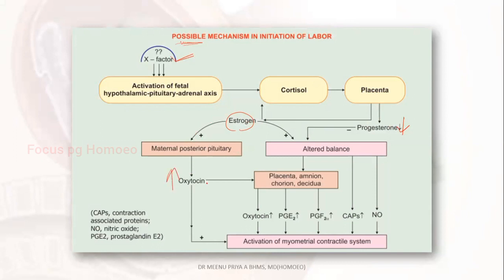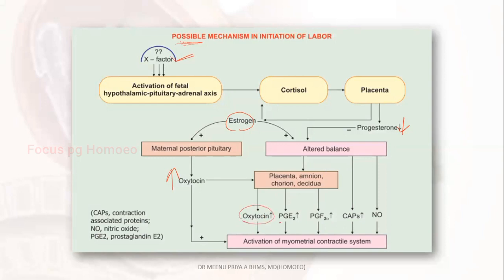So it increases oxytocin, and oxytocin is the hormone which goes and stimulates placenta, amnion, chorion, decidua. So the entire viable products of the pregnancy and the uterus. So what happens when this is done? Again, it is a cyclical mechanism.